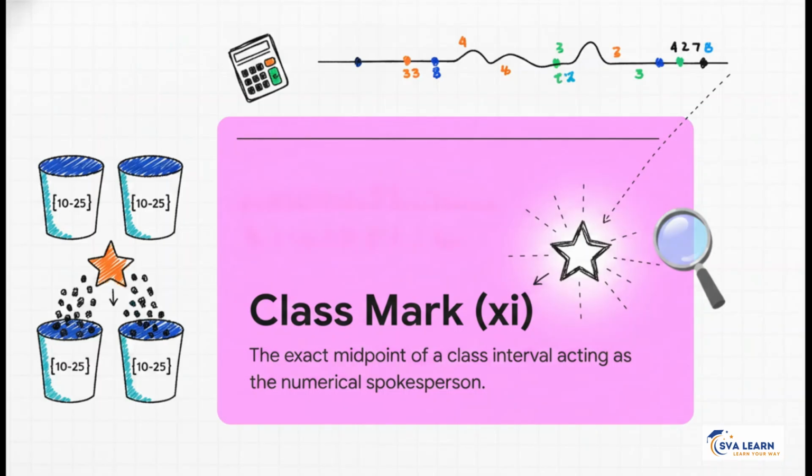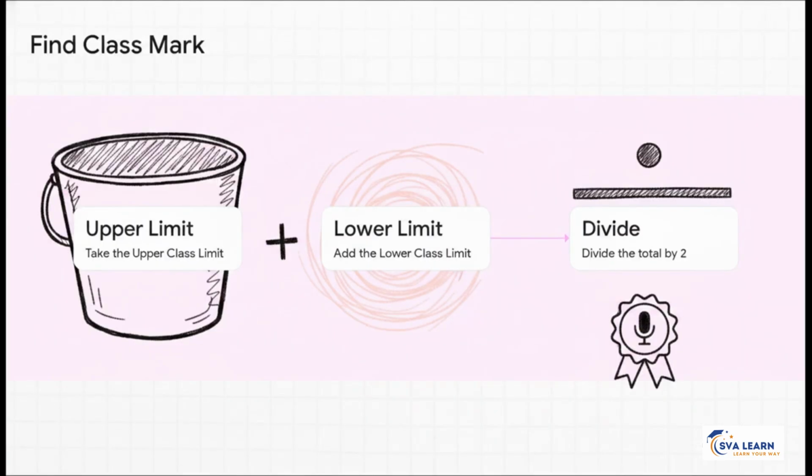We need a numerical spokesperson for that group. We call this the class mark, represented by the symbol xi. Because we can't individually talk to every single number inside that interval, we just find its exact middle to represent them all fairly. And finding that spokesperson is incredibly simple. It's like a 3-step recipe. You take the top number of your bucket, the upper class limit, add it to the bottom number, the lower class limit, and slice it in half by dividing by 2. So for that 10 to 25 interval, 10 plus 25 is 35, divide that by 2, and you get 17.5. Boom. That 17.5 is now the official representative for that entire group.